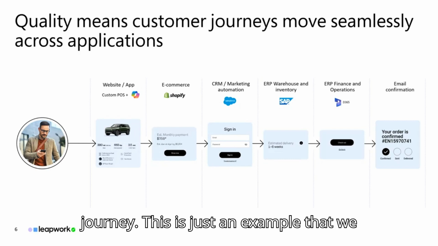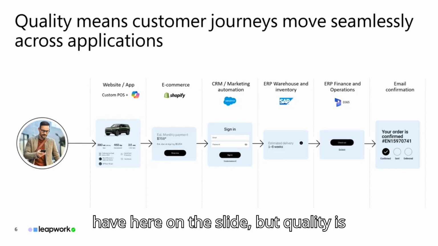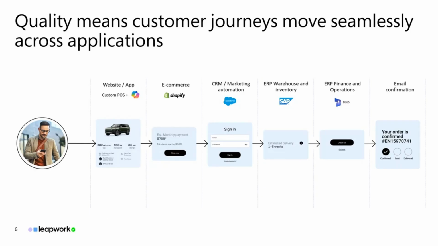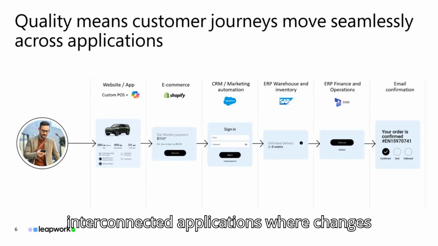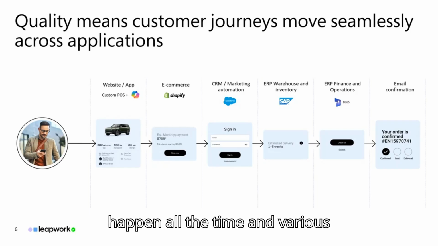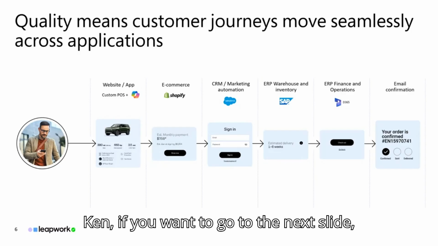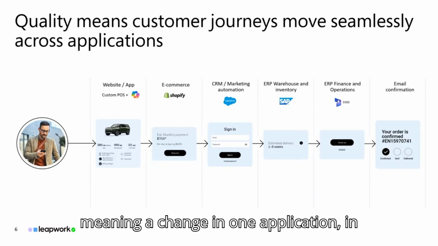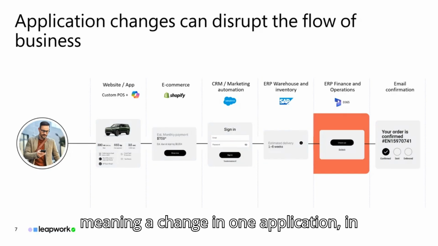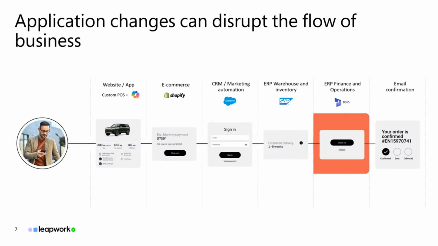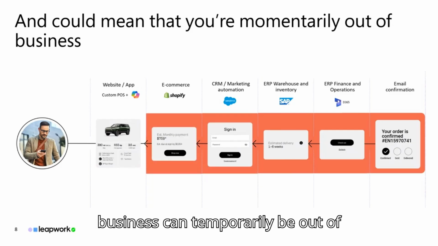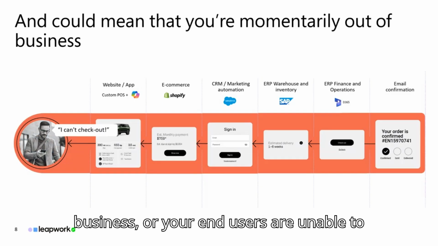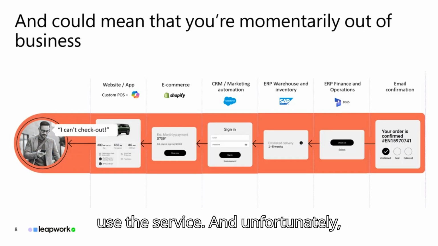This is just an example that we have here on the slide. But quality is constantly under threat because customer journeys involve complex interconnected applications where changes happen all the time and various app errors, big or small, are missed. So Kenny, if you want to go to the next slide, a change in one application, in this example in F&O, can have a huge impact, causing others to also be affected. And what that actually means is that your business can temporarily be out of business, or your end users are unable to use the service.